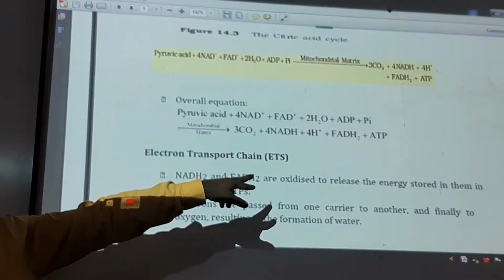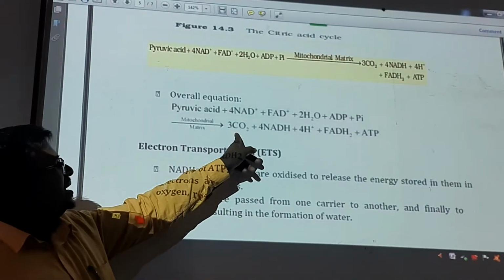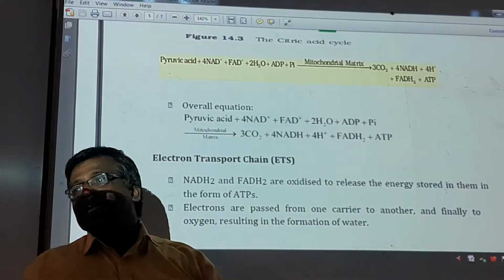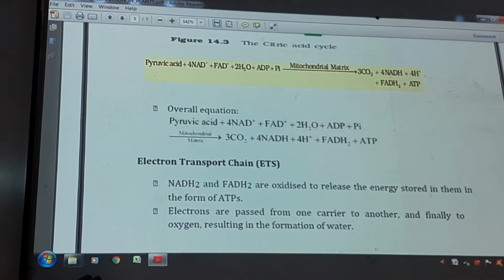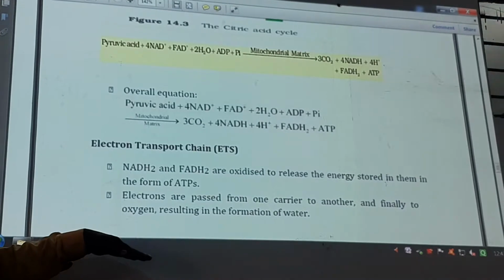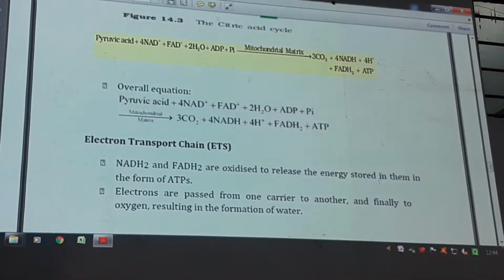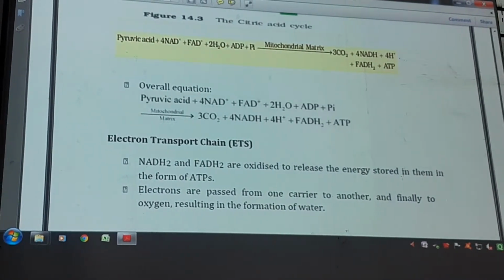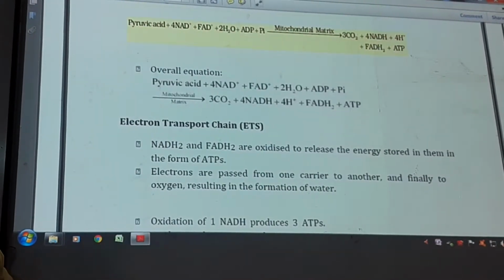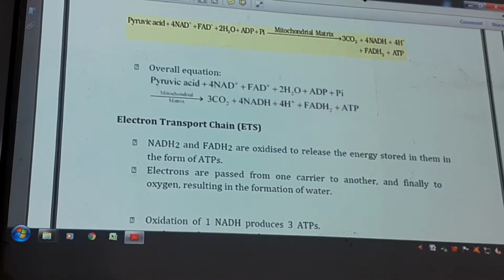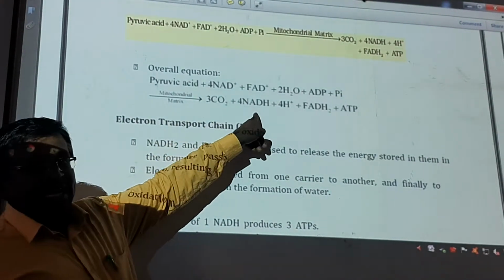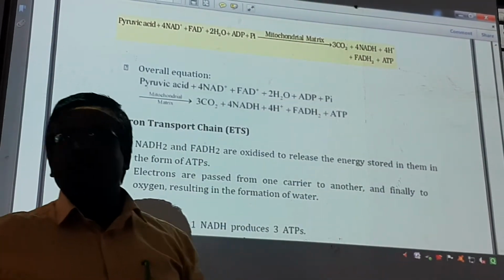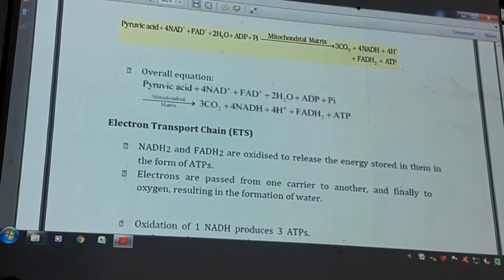For 2, how much would it be? 2 pyruvic acid molecules, it will be 6 carbon dioxide, 8 NADH2, 2 FADH2, 2 ATP. So this is the bioenergetics. I will give you that. So in a single citric acid cycle, for a single glucose molecule, they undergo 2 Krebs cycles, and at the end of it, you find 6 carbon dioxide is liberated, 8 NADPH2 is liberated, 2 FADH2 is liberated, 2 ATP is liberated. This is what is going to happen during the Krebs cycle.